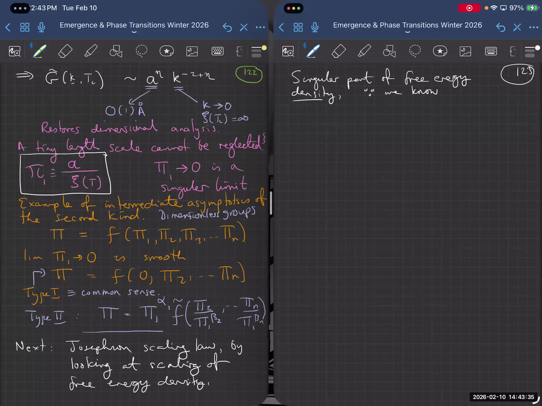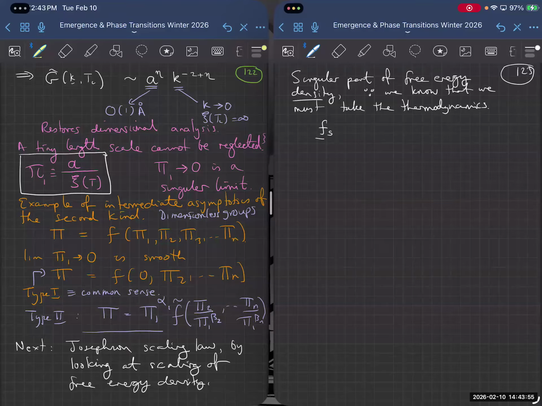We know that we must take eventually the thermodynamic limit. And so in order to get something finite, we need to consider the free energy density. So the thing that we consider then is the singular part of the free energy density.